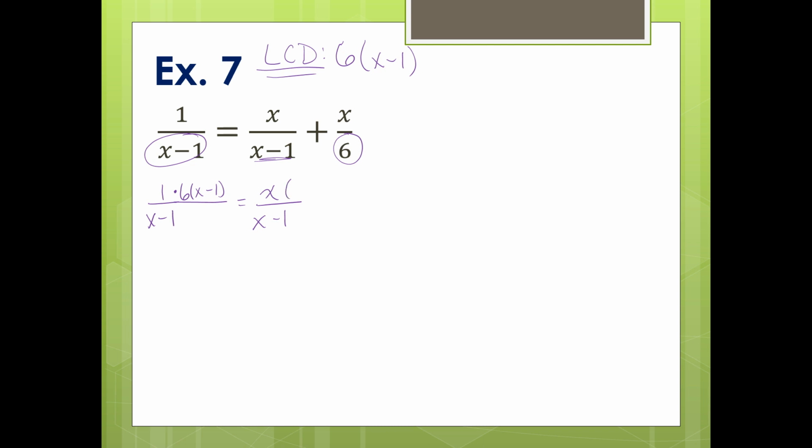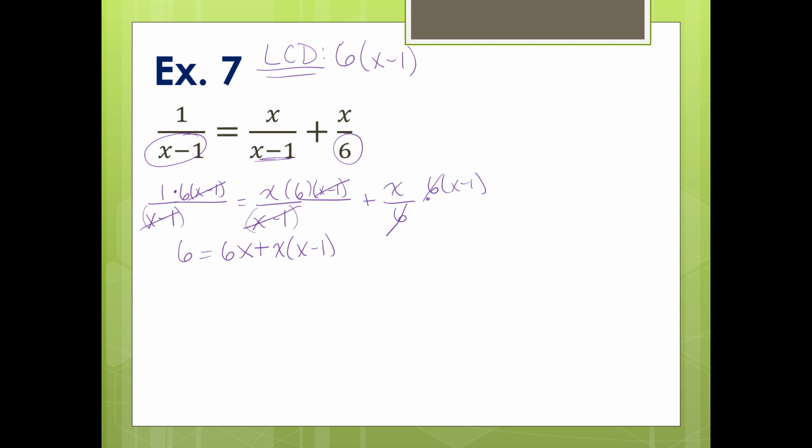X over x minus 1 times 6 times x minus 1, plus x over 6 times 6 times x minus 1. Okay, now over here, our x minus 1 is going to cancel, which means we're just going to be left with 6. Over here, our x minus 1 again is going to be canceled out, but we have 6x over here. And then over here, our 6's are going to cancel out, which leaves us with x times x minus 1.